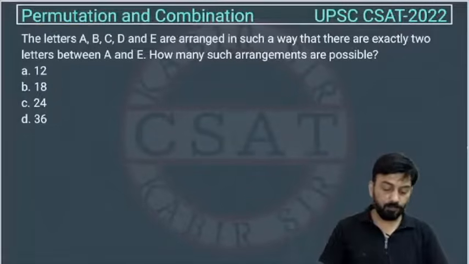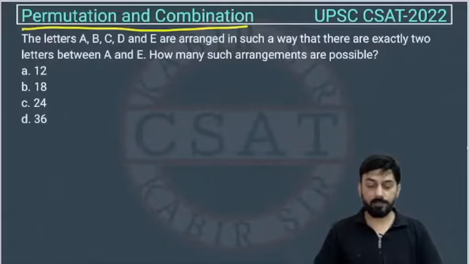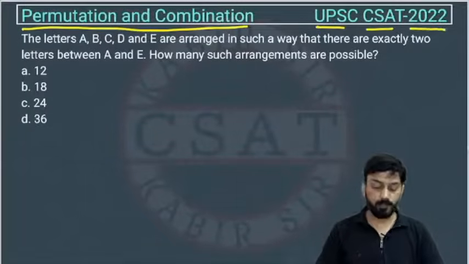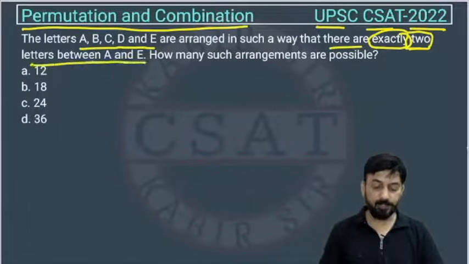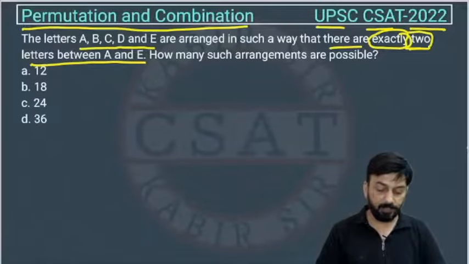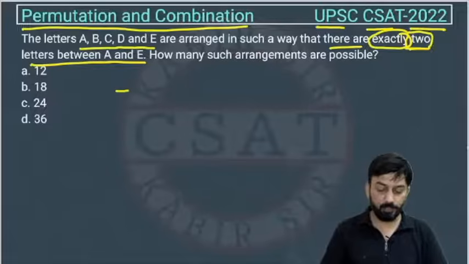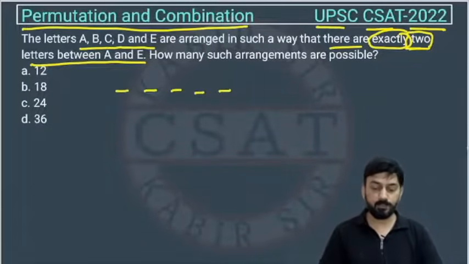So this is a question from Permutation and Combination chapter asked by UPSC in CSAT paper of 2022. The letters A, B, C, D and E are arranged in such a way that there are exactly 2 letters between A and E. So how many letters are we having? First, second, third, fourth, 5. So we are having 5 letters. Okay. So there are 5 places, right? And we have to arrange, right?